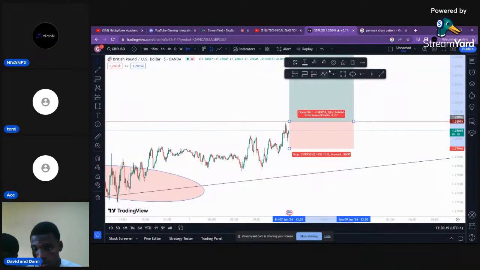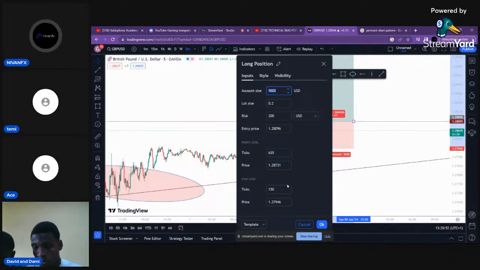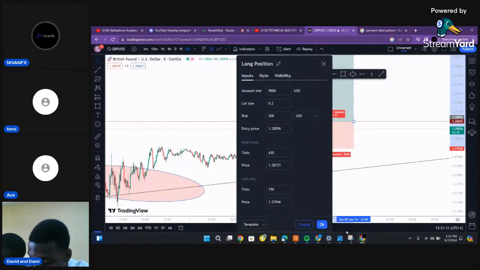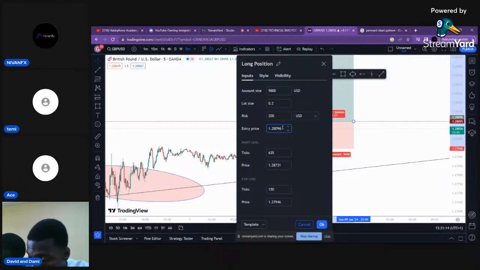So copy the entry. If you can see my screen, just copy the entry price on your pending order and the stop loss. Copy those two, but leave out the TP. Don't copy the TP, please. Copy only the entry and the stop loss. I'm posting it on the group.